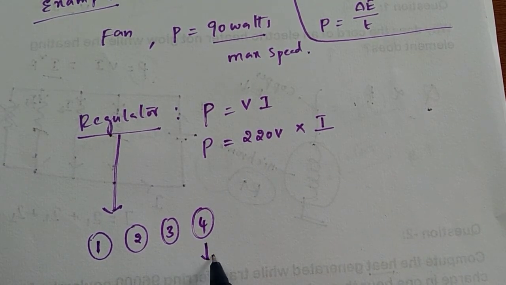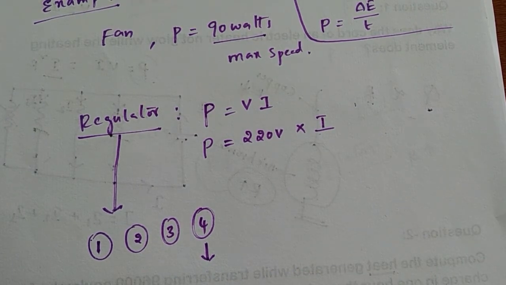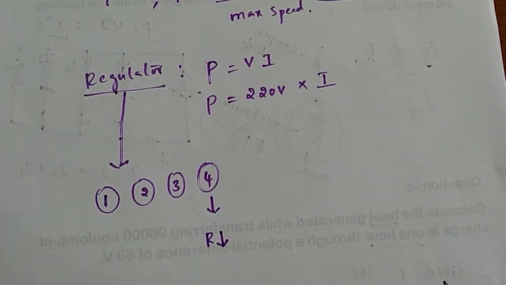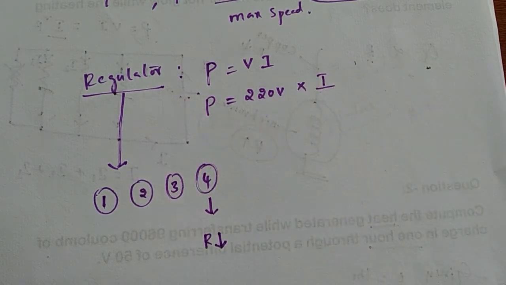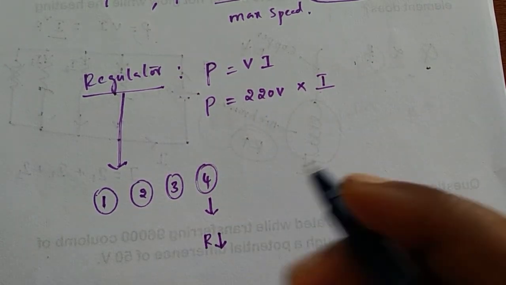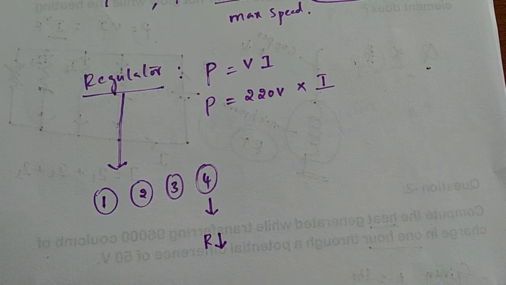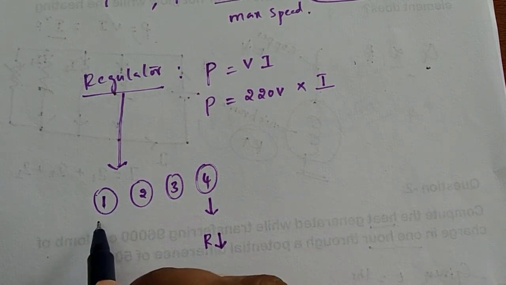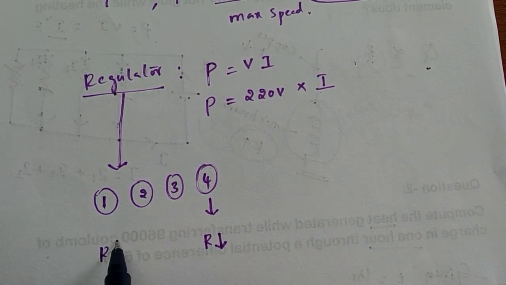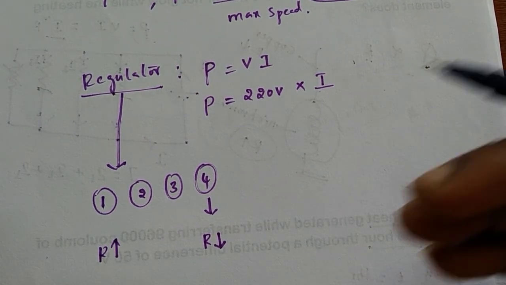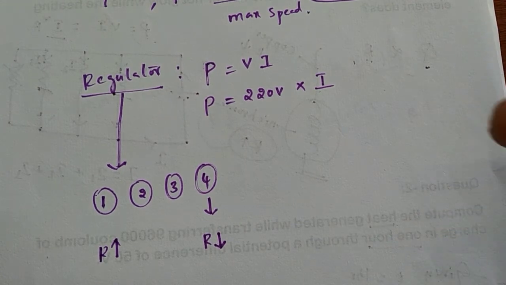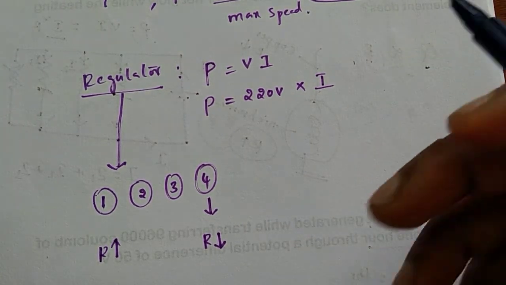In the fourth stage, when you rotate the knob to the fourth step, the resistance provided by the regulator decreases. If the resistance decreases, the maximum current is allowed to the fan, so it can rotate with maximum speed. In the first stage, the resistance is very high, so the current allowed into the fan is almost zero, and the fan won't rotate.